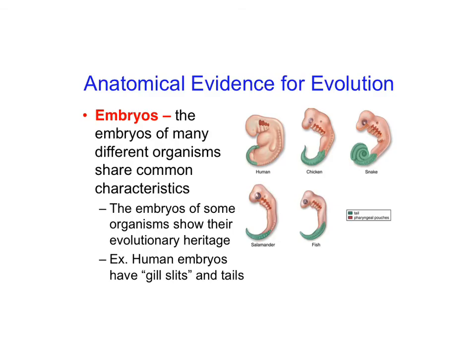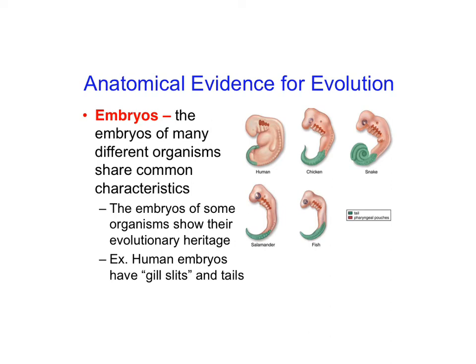Another type of anatomical evidence has to do with embryos, little tiny growing babies. The embryos of many different organisms share common characteristics, and that shows that they're related, that by their evolutionary heritage, they're related in the past.